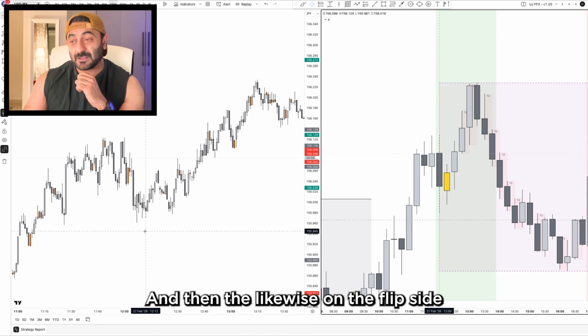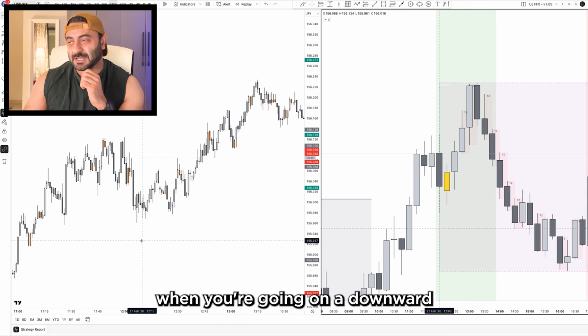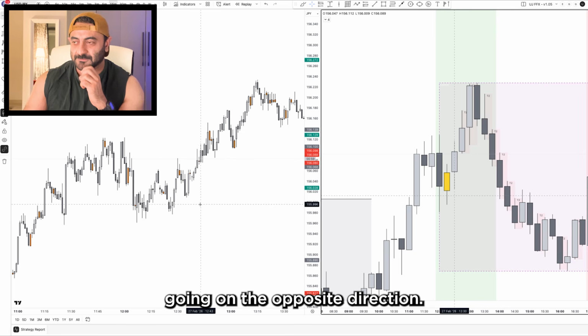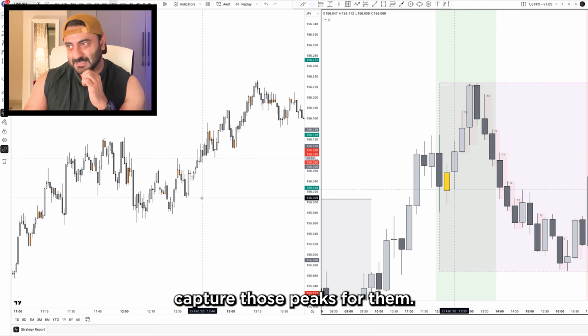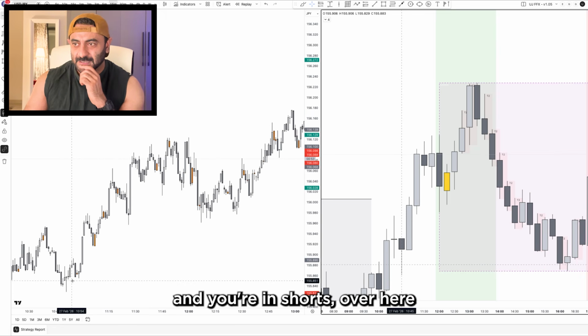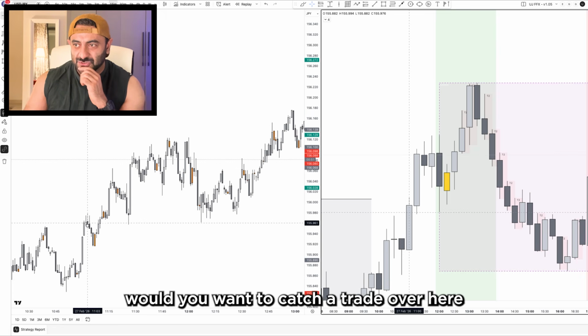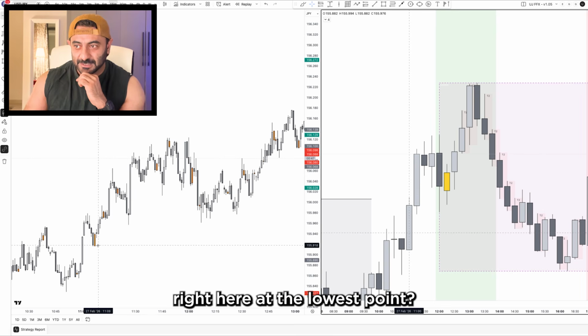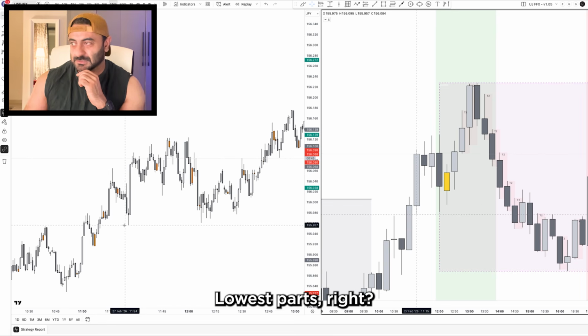And then likewise, on the flip side, when you're going on a downward trend, the pullbacks are the pushes going in the opposite direction. And you want to capture those peaks for the price to then go down when you're in shorts. Over here, would you want to catch a trade over here, or would you want to catch a trade right here at the lowest points, right?